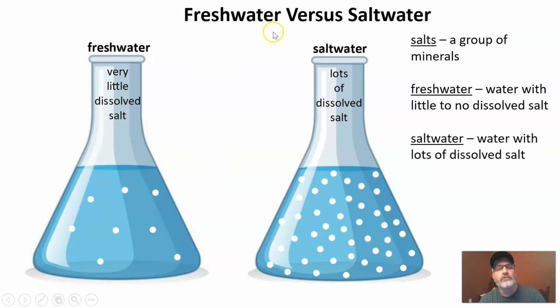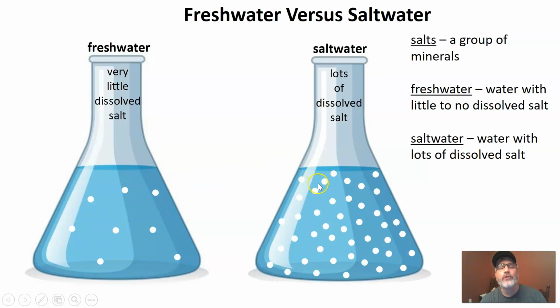We also need to think about salt water versus fresh water. And the easiest way to understand that is to look at a comparison very quickly. When we talk about fresh water, we're talking about water that has very little salt dissolved into it. Now, salts are really just a group of minerals, and almost all water has some salt in it because almost all water has some minerals in it. But if we have a sample of water that has very little salt, we generally will call that fresh water. Salt water, on the other hand, has lots of dissolved salt, so it's going to have lots of salt particles in it, and that is a primary difference.